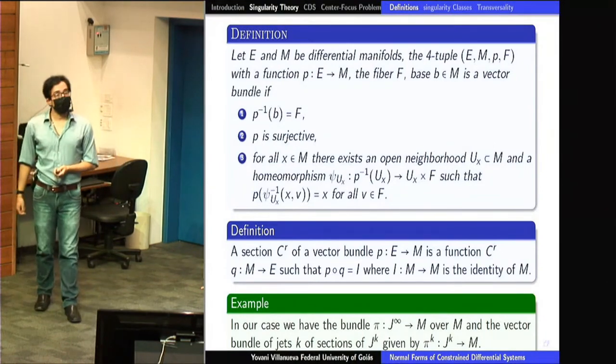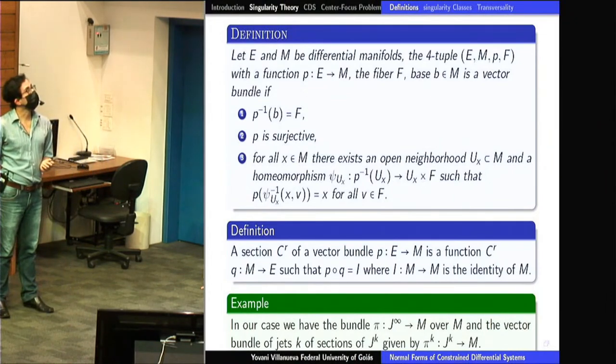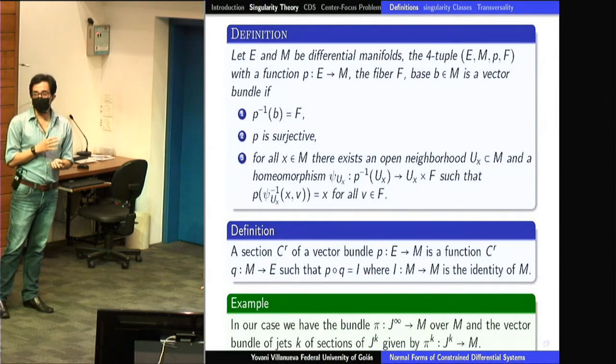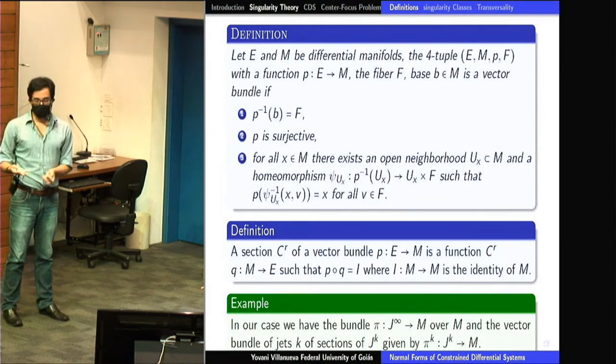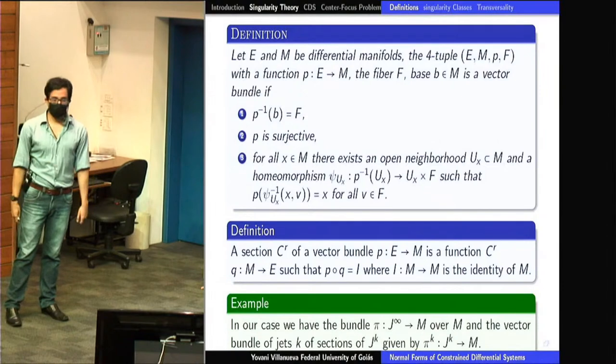This is a vector bundle with a fourth tuple, in this case using two differential manifolds, and we have a fiber F. This is very similar to the Milnor fibration. I don't know if a Milnor fibration, or a Milnor bundle, is an example or a type of a vector bundle.